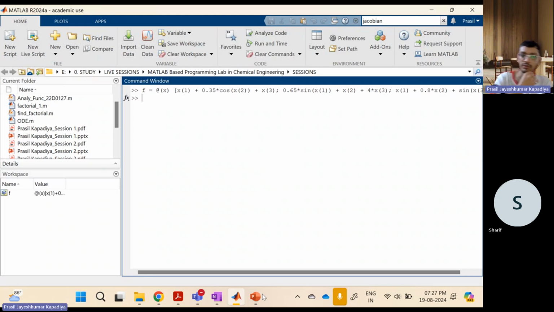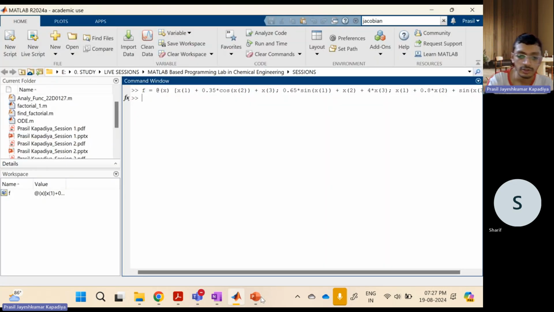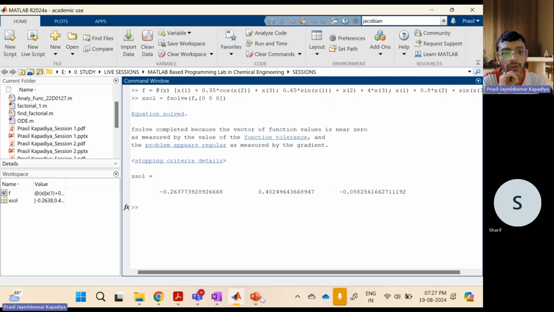Okay. Now what is told to me? I need to find my solution at 0, 0, 0. So my x solution is equal to, what do I need to use? fsolve. Then my function f comma vector 0, 0. Okay, so see, I'm getting my solution at minus 0.26377.